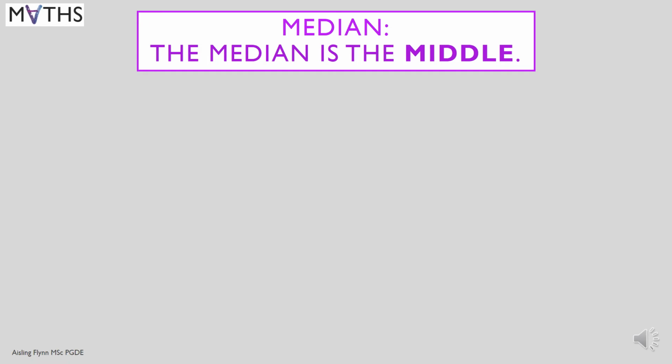Now, the next average we're going to look at is the median. If you use the word to help you remember, median is like the word medium. We have small, medium and large when it comes to soft drinks or whatever. So use that to help you. The median is the middle. It's the middle value.